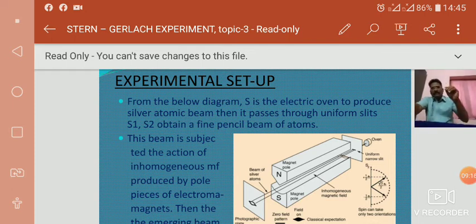Then the fine pencil beam of silver atoms entered into the powerful electromagnets N and S. One magnet, N, is like a sharp knife edge, and the south pole of the magnet is a flat groove. What happened between these two magnets? One is the north pole, the second one is the south pole. The north pole is a very sharp edge and the south pole is a flat surface.